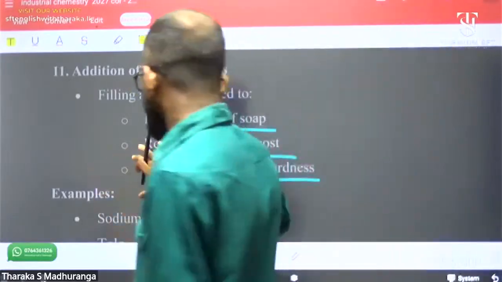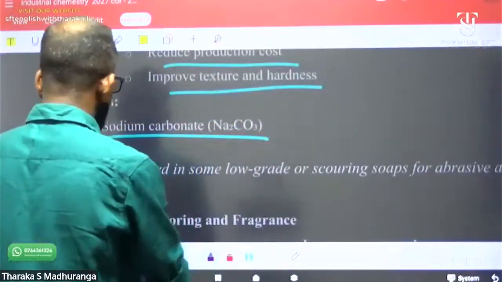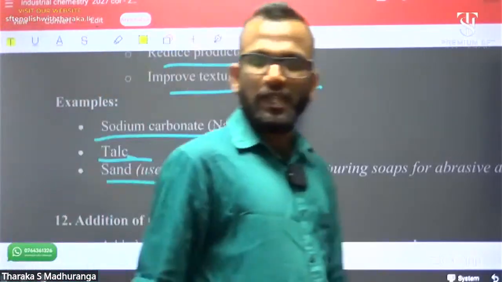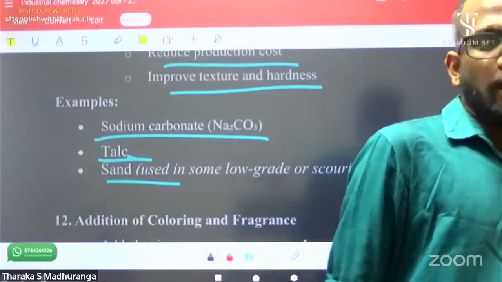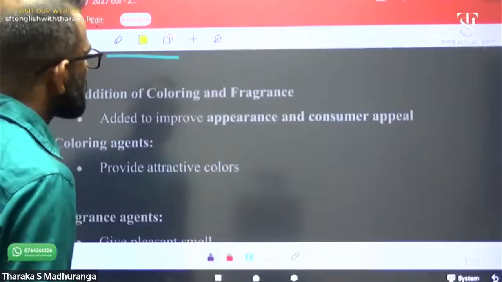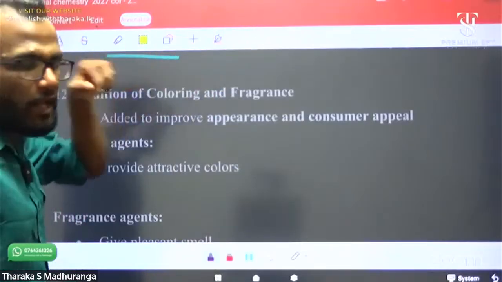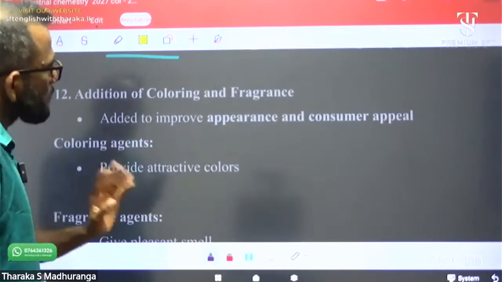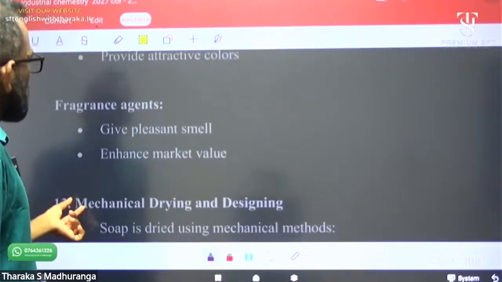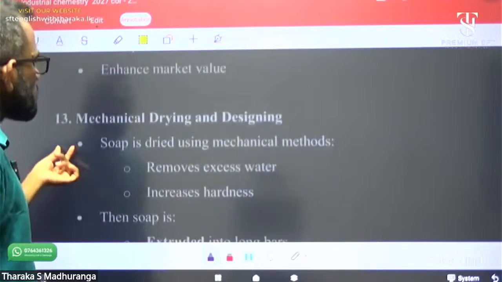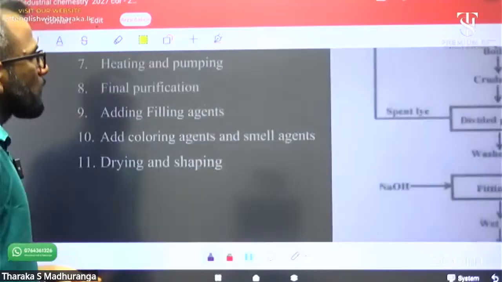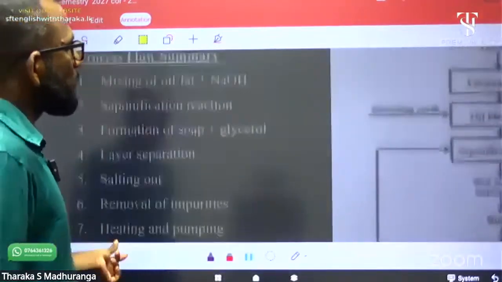Filling agents, for example sodium carbonate, sand, and talc, though talc is normally not used in Sri Lanka. Sodium carbonate and sand we can use in Sri Lanka. Finally, adding coloring and fragrances. Okay. And finally, drying and packing. Okay, that's all of soap production.